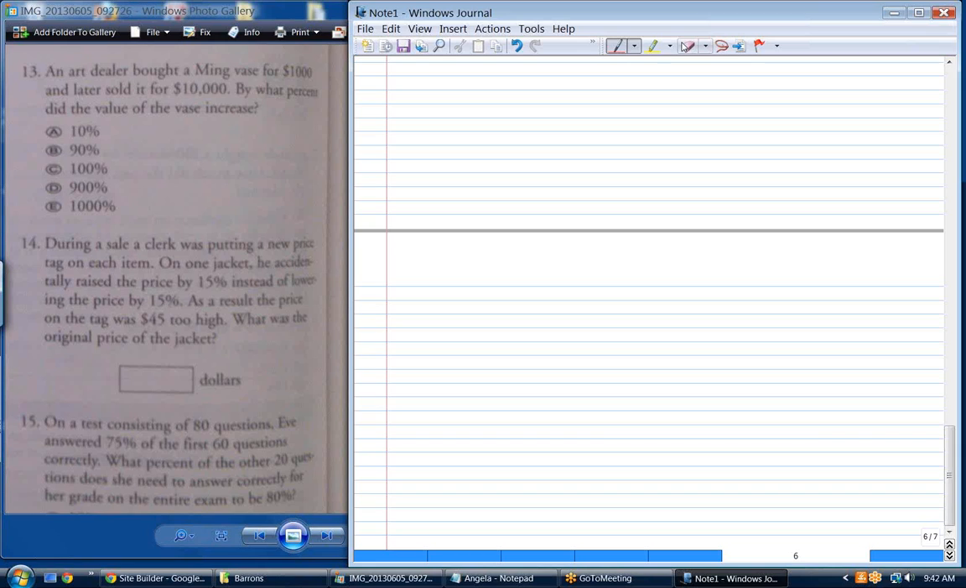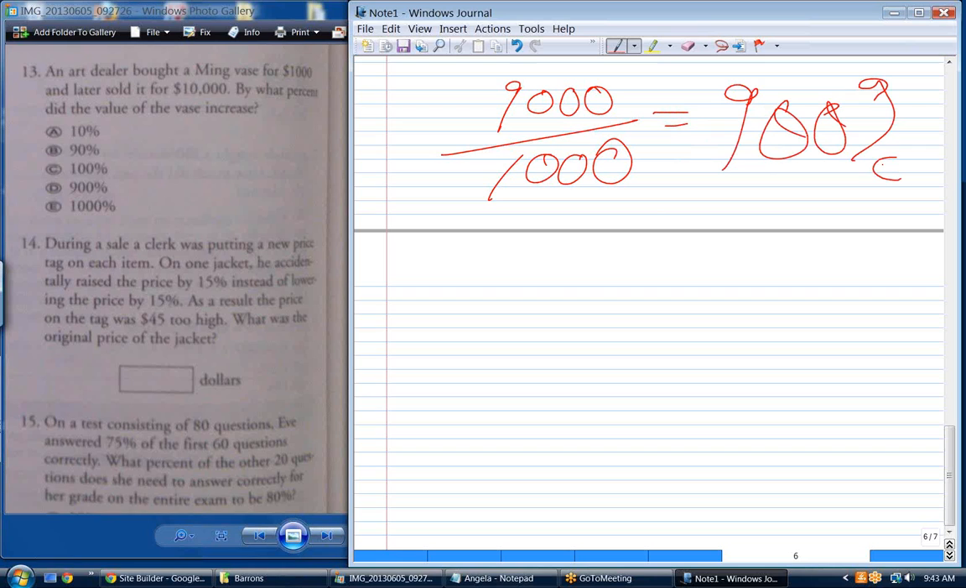Okay, so art dealer. Well, it increased by $9,000. So 9,000 divided by the original price. Exactly, and that's the key to find percentage increase or decrease. You always take the change and divide it by the original. And then times 100%. Well, yeah, you convert this to a percentage. That converts to the number 9. Move the decimal point 2 spots to the right to get 900%.